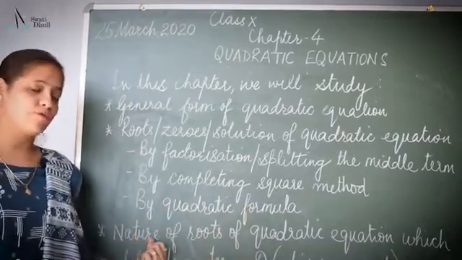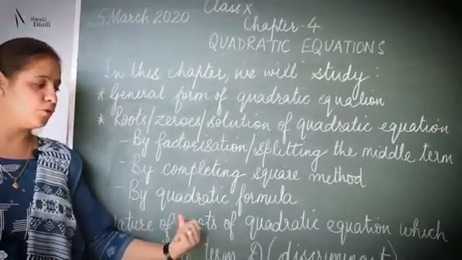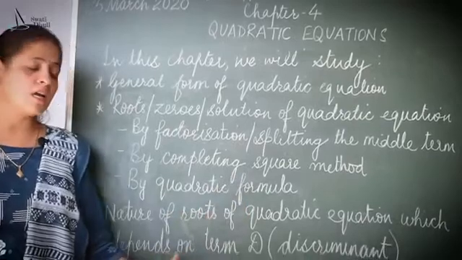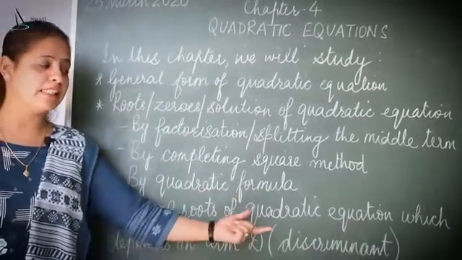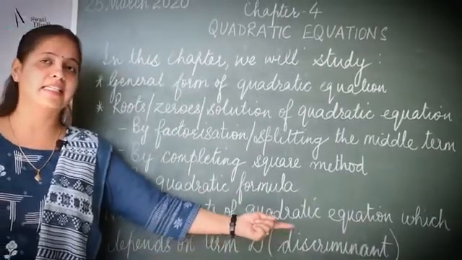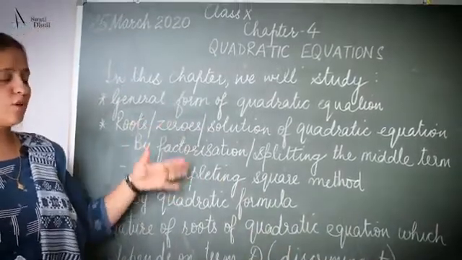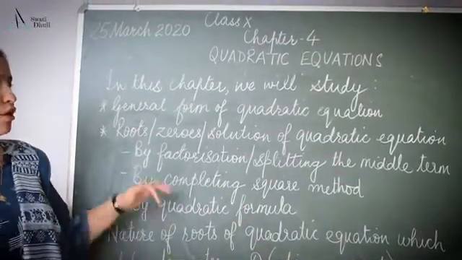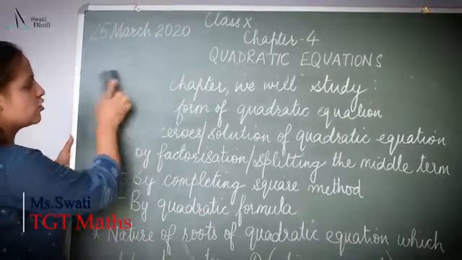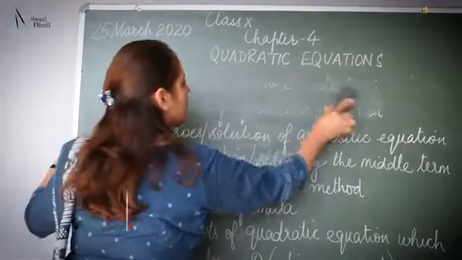And the third thing which we are going to discuss is the nature of the roots of the quadratic equation, which depends on the term D, which we call the discriminant. So one by one we are going to discuss each of these topics in detail. So first topic, that is the general form of quadratic equation.